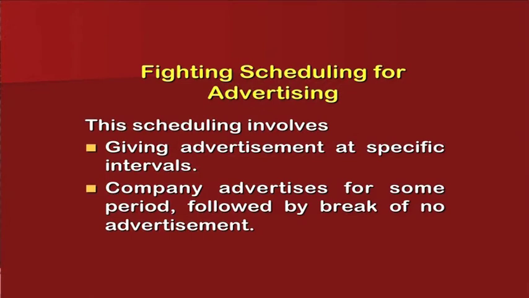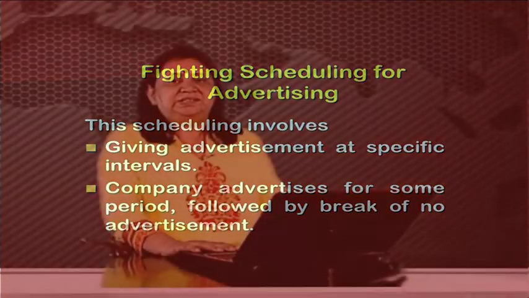Then is fighting scheduling for advertising. This scheduling involves giving advertisements at specific intervals. Companies advertise for some period followed by a break or no advertisement. Fighting scheduling is to save cost. You invest in advertisements for some periods when the seasons are there or when the advertisements are cheap. When the space is costly, the company will not give any advertisement. By this they can save the cost by reaching the audiences at alternative schedules or alternative periods.